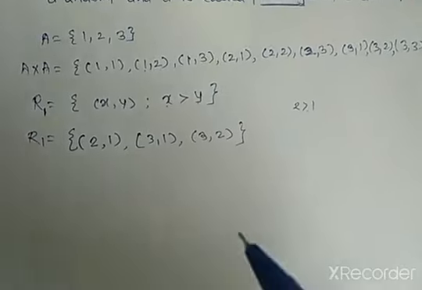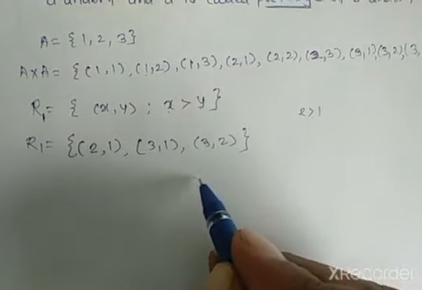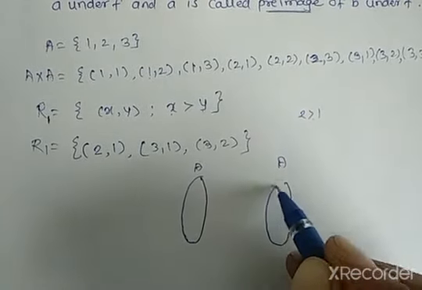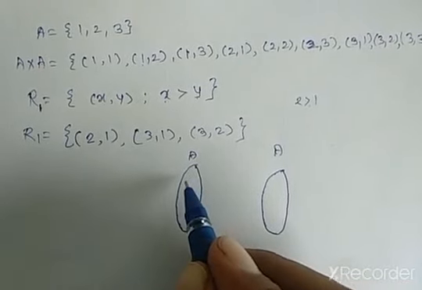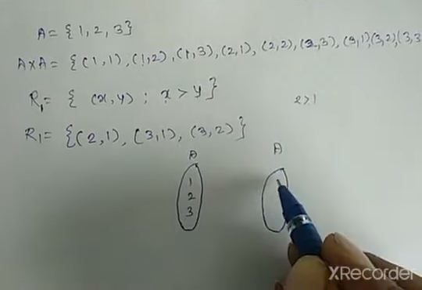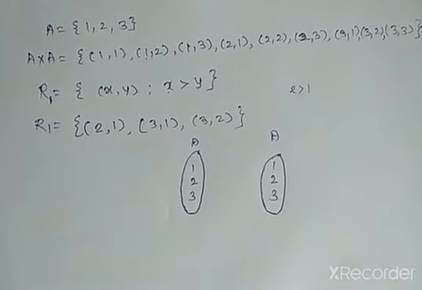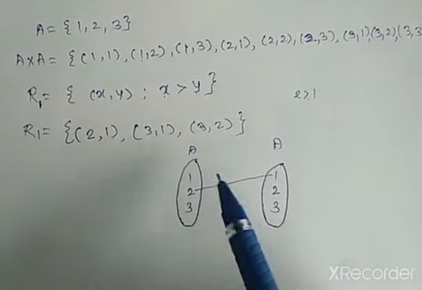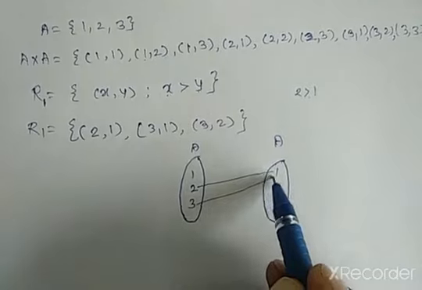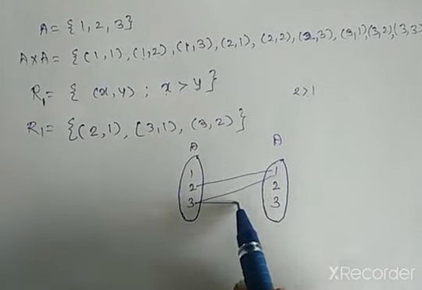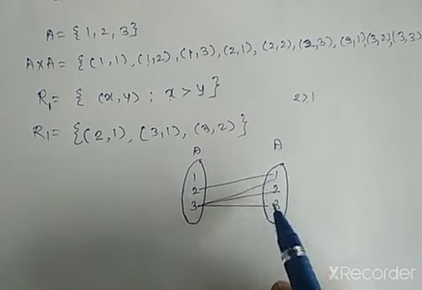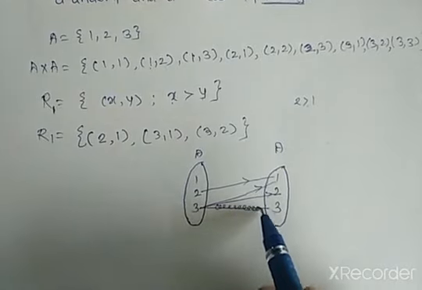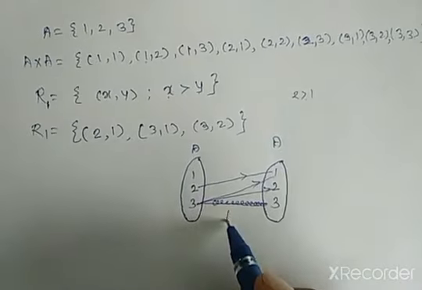If we draw its arrow diagram from A to A, in set A there are the elements 1, 2, 3 on both sides. Now the first ordered pair is (2,1), and the second ordered pairs are (3,1) and (3,2). (3,3) is absent. Here it is R1.